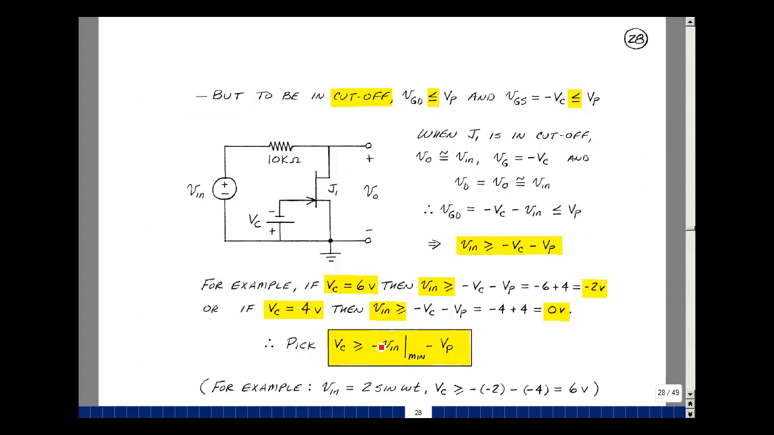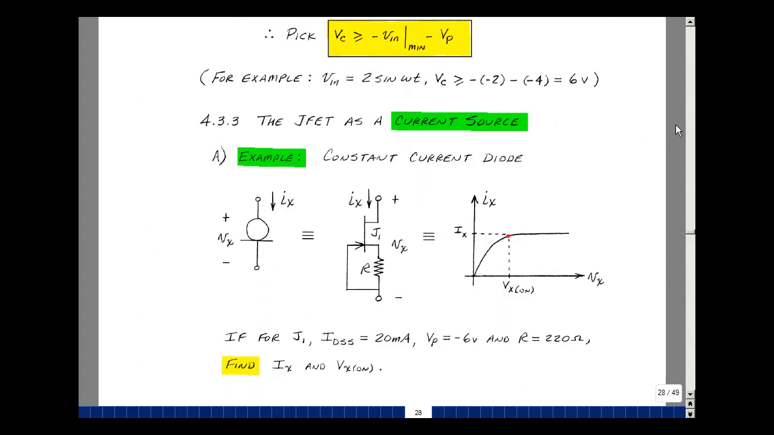Now Vn's varying, so I'll pick the minimum value and then take the negative of it. Let me do an example. If I had a 2 volt sine wave, I would then pick V sub C, the controlling voltage, to be greater than or equal to minus, and then my input was a 2 volt sine wave, so it swings down to minus 2, and then minus a minus 4, or 6 volts. That's what we did. We put a 6 volt voltage on there when we had a 2 volt sine wave. We might have to place a voltage limiter across our input to clip the waveform so that we stay within these boundaries.